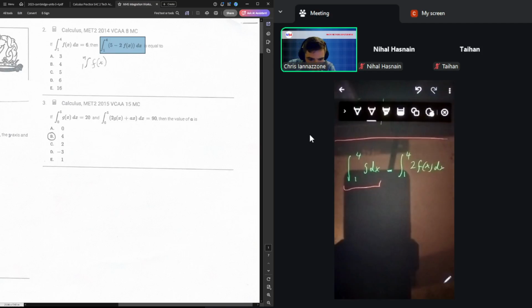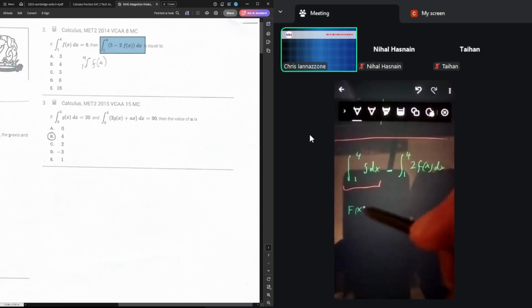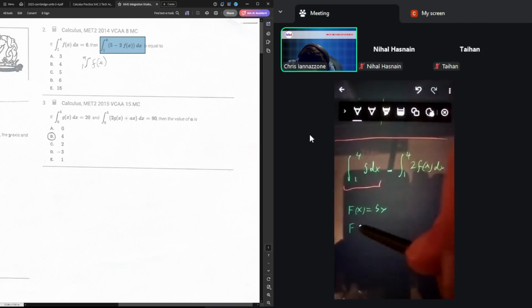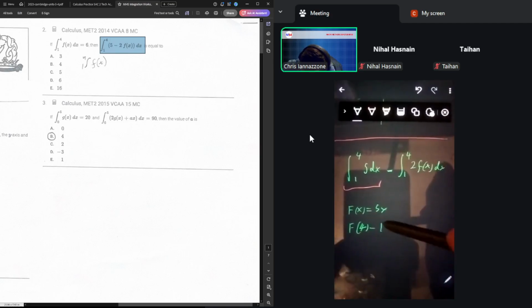We can just CAS that out. It's not even that hard to do by hand, actually. So capital F would be 5x, and then you've got 5 4s are 20 minus 5, so 15. It's capital F of 4, take capital F of 1.